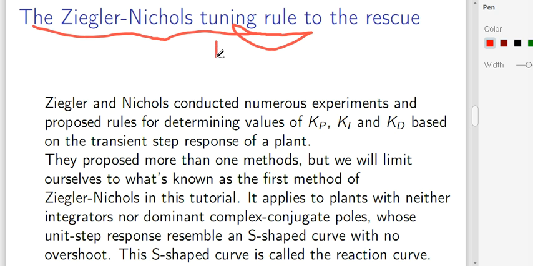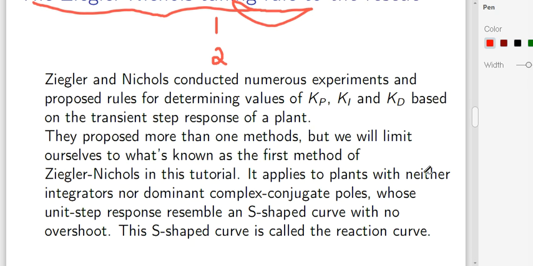There are mainly two methods, the Ziegler-Nichols first tuning method and the Ziegler-Nichols second tuning method. First we are going to discuss the first tuning method. The major limitation of this first tuning method is that it is not possible to have any integrators or dominant complex conjugate poles.